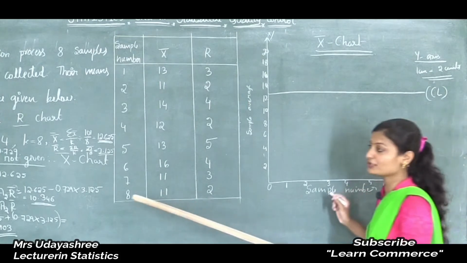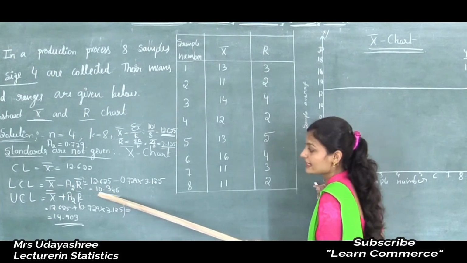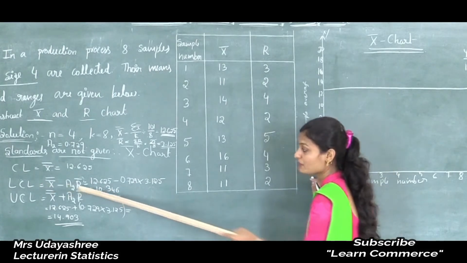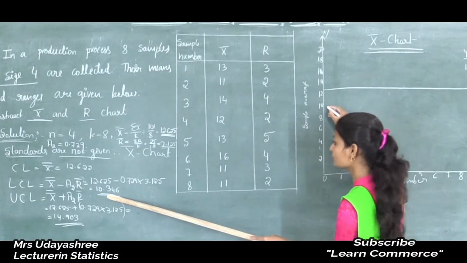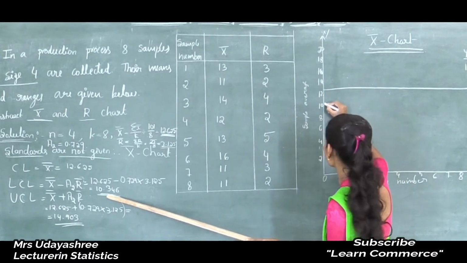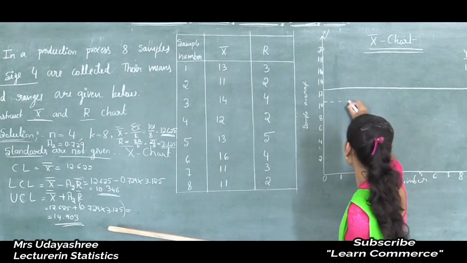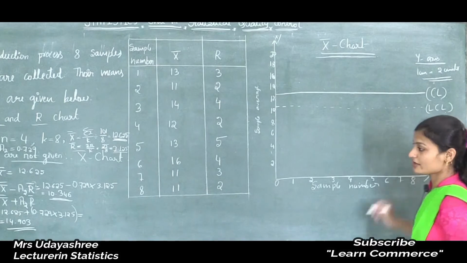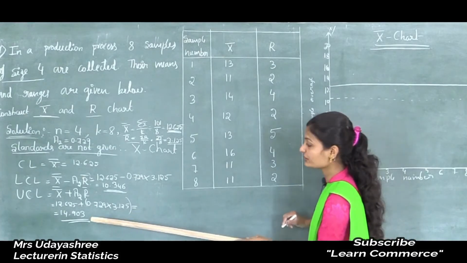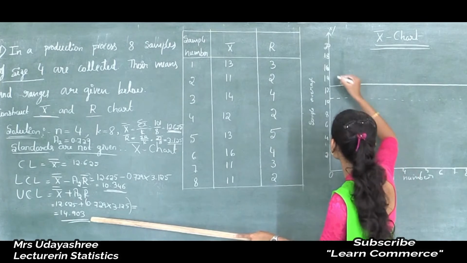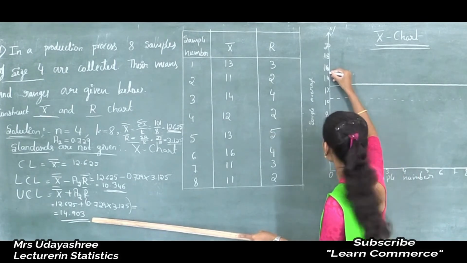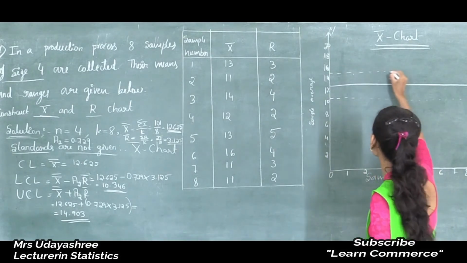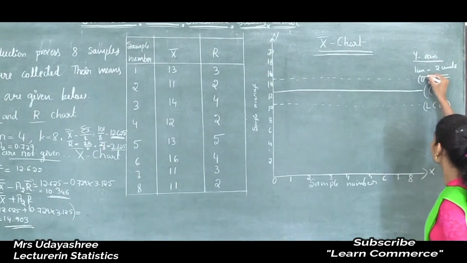Okay, next the control limits. The lower control limit value is 10.346. That value is here. So here I will draw the lower control limit horizontally like this. Next, the upper control limit value is 14.903. See, 14 is here, so 14.903 is here. Here I will draw one horizontal line like this. This is the upper control limit.